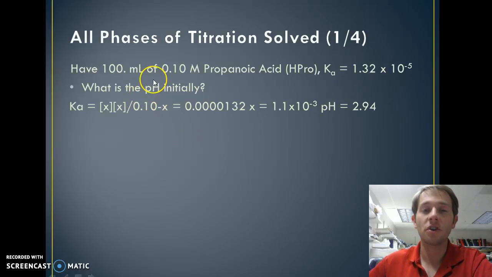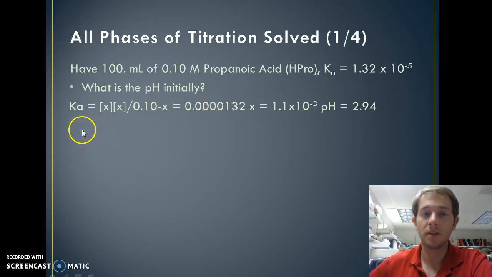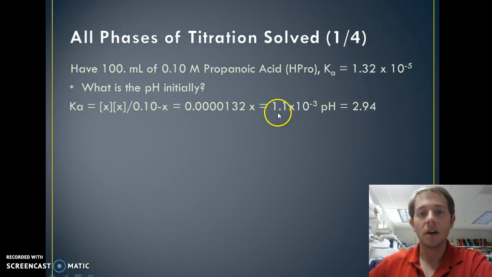If you just start off, so this is the beginning of the experiment. If you have 100 milliliters of 0.1 molar propanoic acid, which we'll call HPRO, and the Ka is 1.32 times 10 to the negative fifth, what is the initial pH? So just set up a normal K expression, x times x over 0.1 minus x, ignore the minus x, you get x is equal to 1.1 times 10 to the negative third, and then the pH is 2.94. So acidic, you're starting off with weak acid, that all makes sense.